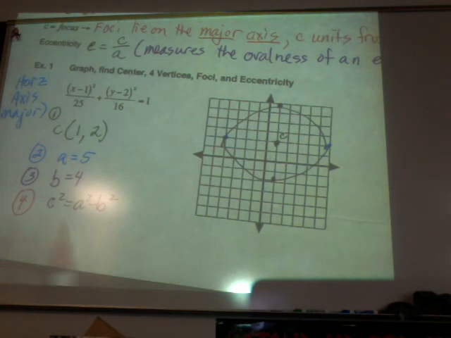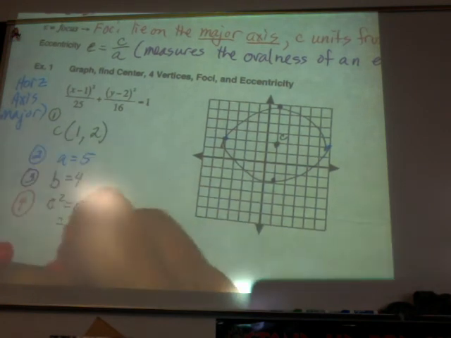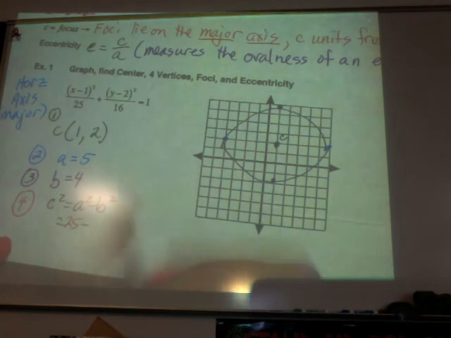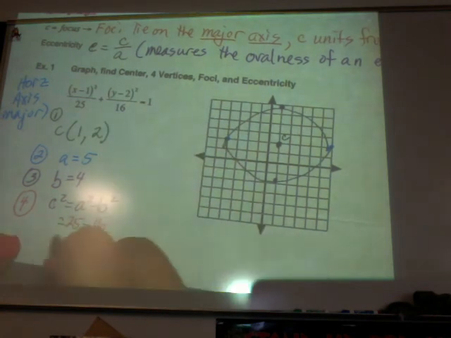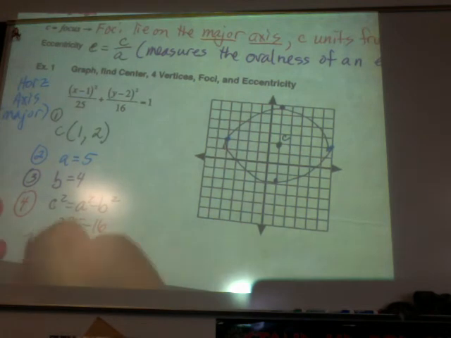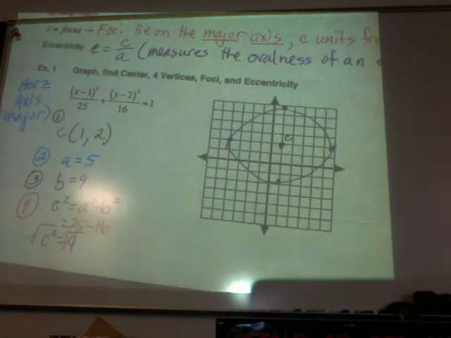So what we're really doing is, my A squared is already 25. There's no need to put 5 in there, right? And my B squared is already 16. So what does that equal? 9. So C squared is 9. Take the square root of both sides. We don't need a negative because we wouldn't have a negative distance.